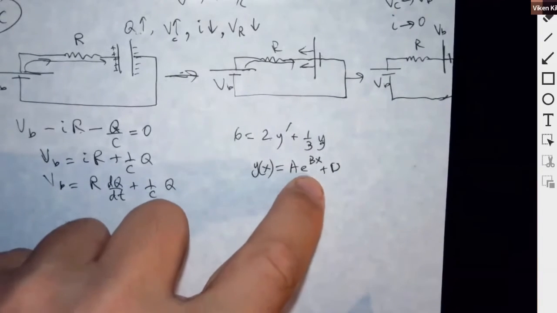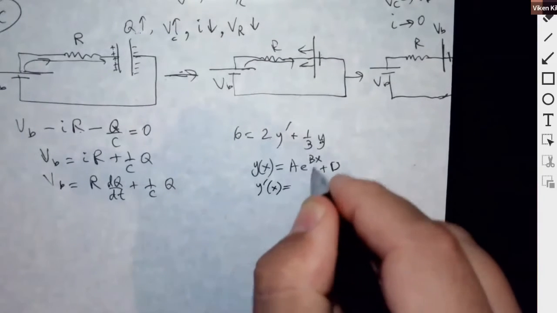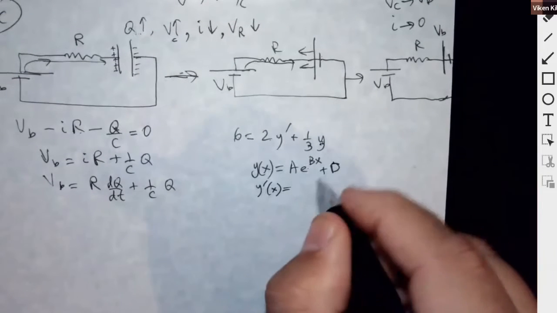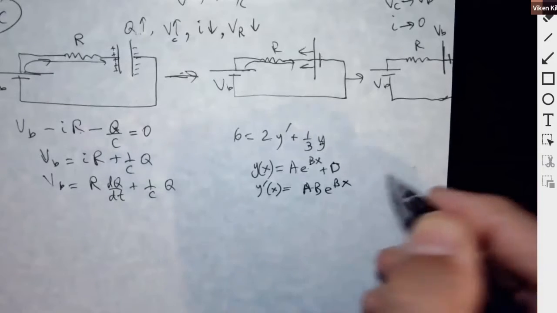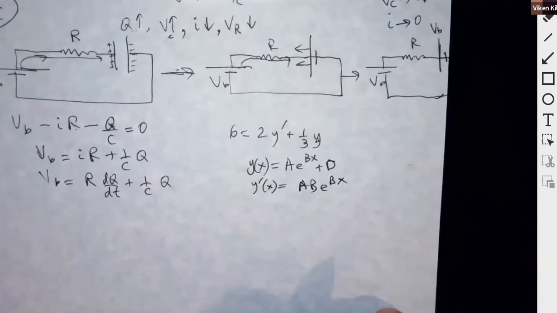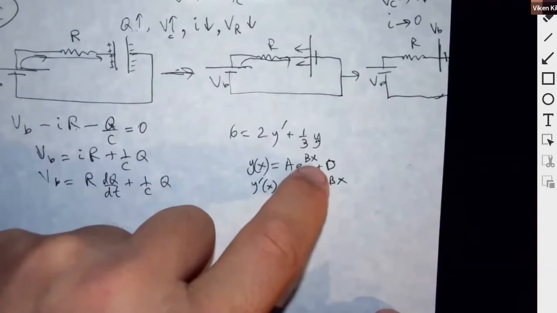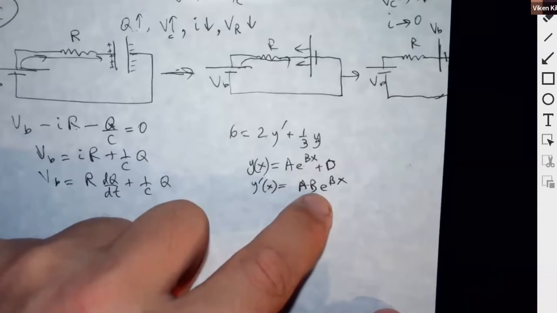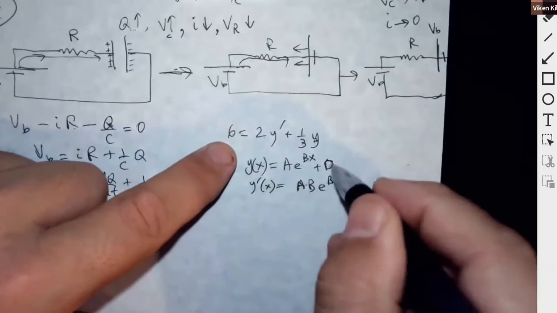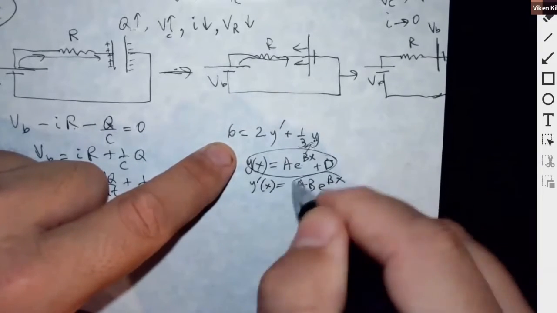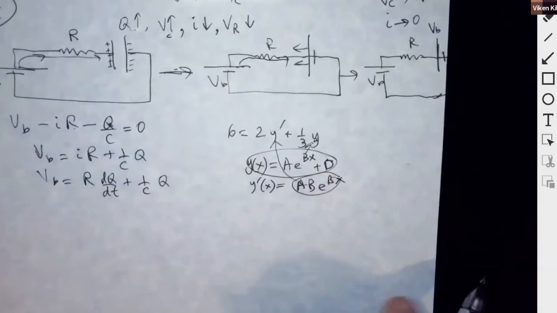And then y prime is going to be the derivative of this. So that's going to be a b e to the bx, because the derivative of an exponential is just equal to itself, except that the coefficient comes down. So then we can substitute this into here, and then substitute this into here, and see what a and b and d have to equal.